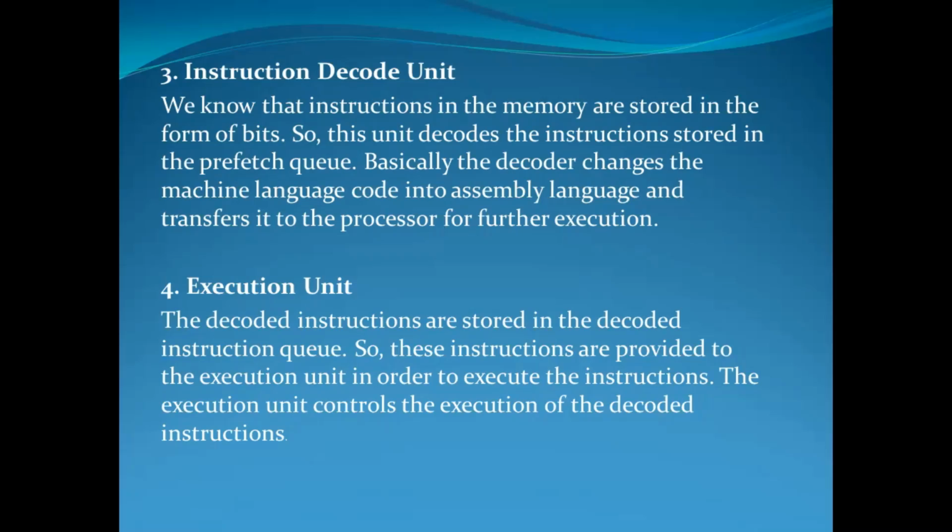The decoded instructions are stored in a decoded instruction queue, and these instructions are provided to the execution unit. In order to execute the instructions, the execution unit controls the execution of the decoded instructions. This unit has a 32-bit ALU that performs operations over 32-bit data in one cycle. Also, it consists of 8 general purpose registers as well as 8 special purpose registers. These are used for data handling and calculation of offset addresses.